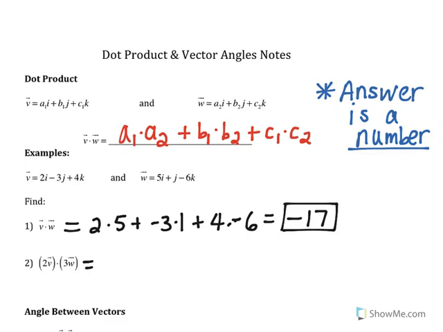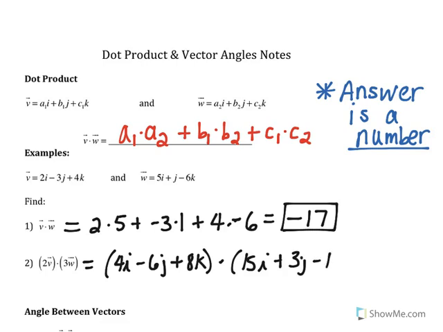Here we have a scalar multiplying. All I would probably do with this is just rewrite the two vectors, multiply it out. That way you have the correct values that you're multiplying. Then we're going to multiply component-wise. And then add everything up.